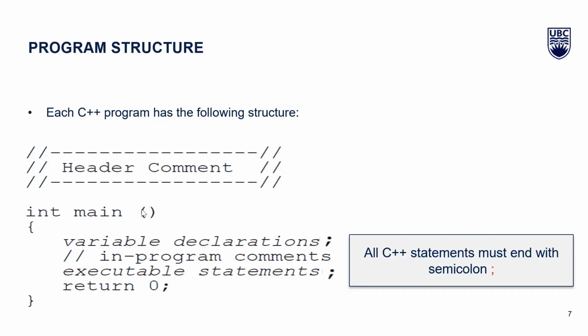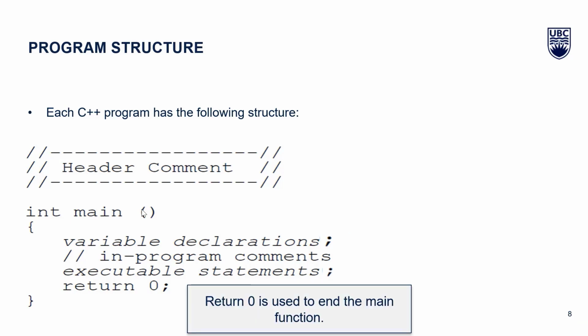Remember, don't forget this. All C++ statements must end with a semicolon. After finishing writing all of your program statements, we write return 0 to end the main function. So return 0 will tell your operating system that the program is terminated normally. Don't forget to write the closing curly bracket to close the main function.